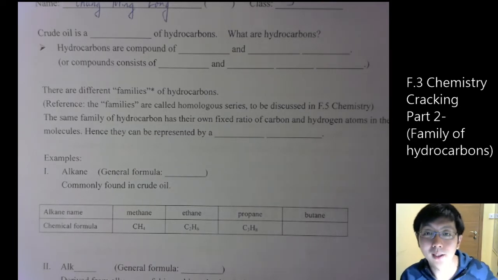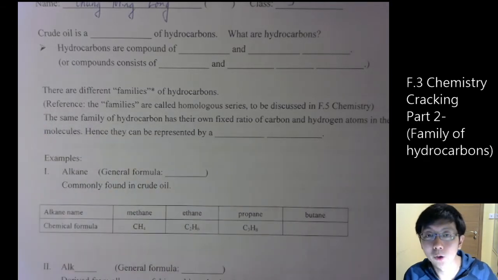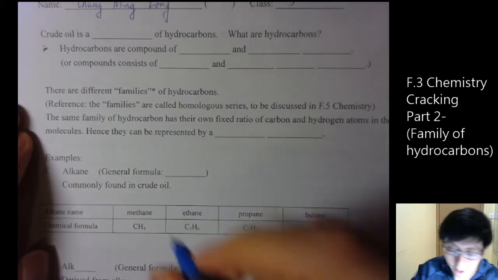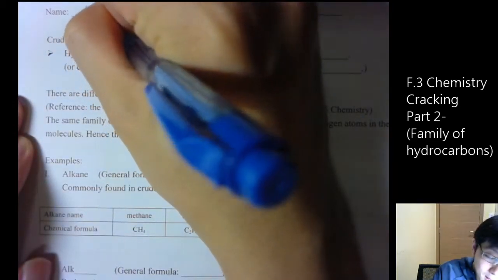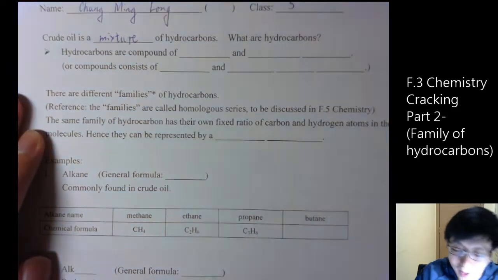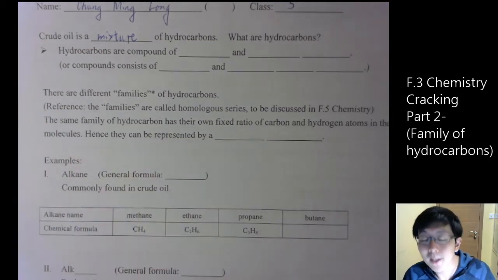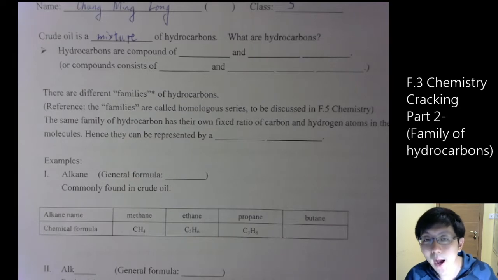Please think carefully first. Okay, please pause the video. Now, if you are complete, we check the answers. Crude oil is a mixture of hydrocarbons. Crude oil has many types of hydrocarbon mixed together. What are hydrocarbons?